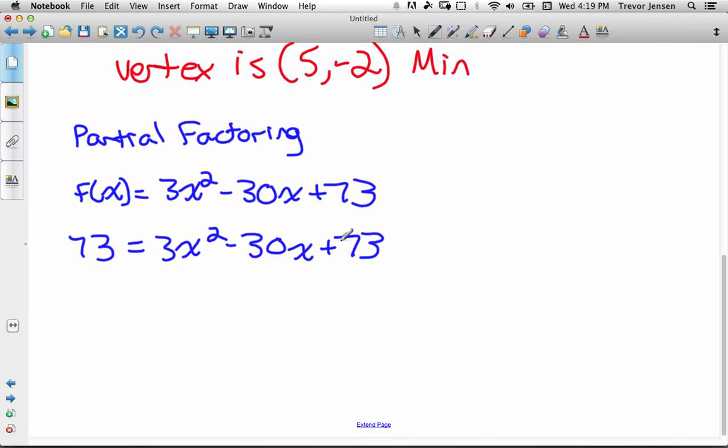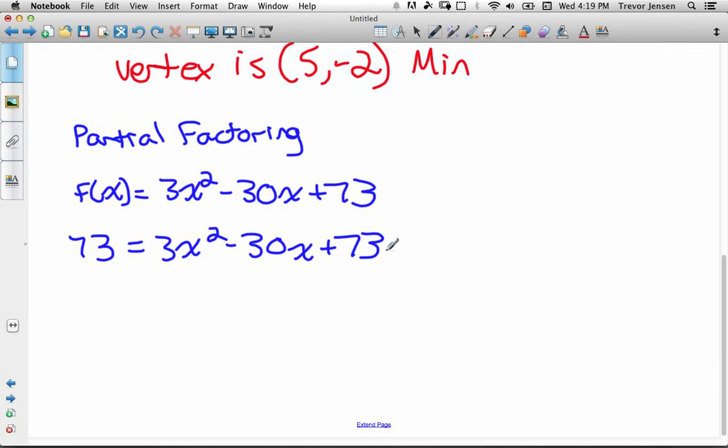Since I know the y-intercept is at 73, I know the x-coordinate of all y-intercepts is 0. One of my solutions is going to be 0, but there's also going to be another solution. And then once I have both solutions, I can average them together. Since parabolas are symmetrical, I can average those two solutions together and figure out the x-coordinate of the vertex, then use the x-coordinate of the vertex to find the y-coordinate of the vertex. So let's just go ahead and solve this, and you'll see how that happens.